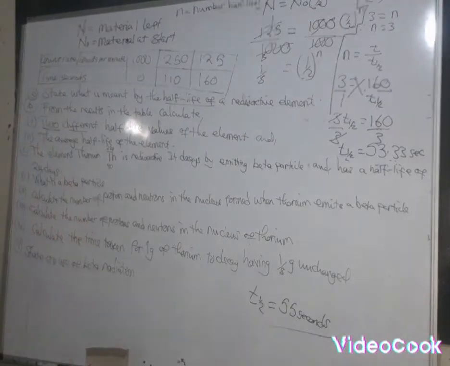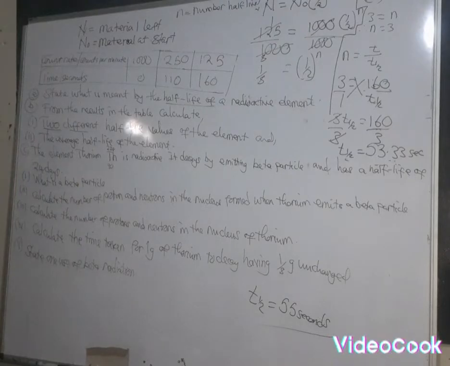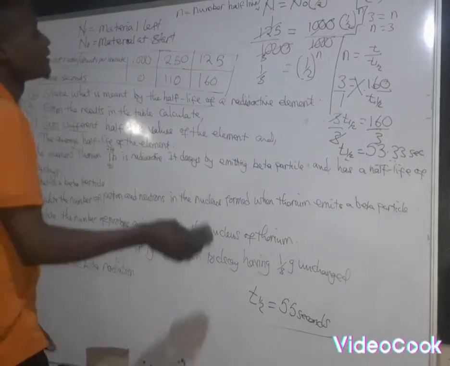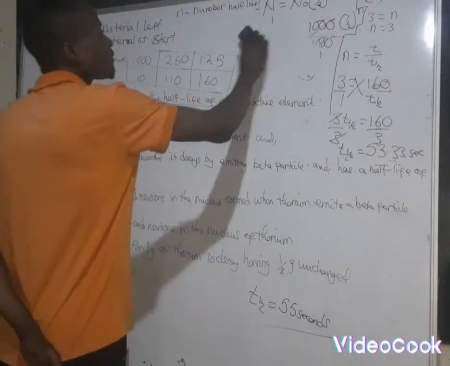Okay, now we find Roman number 2, the average half-life of the element. This one is easy, isn't it? Just find the average. How do we find the average?